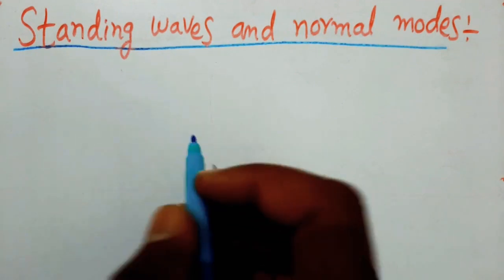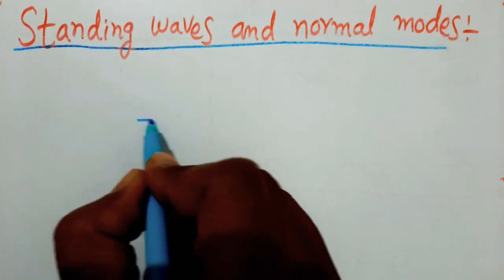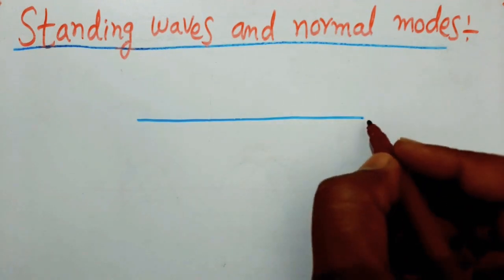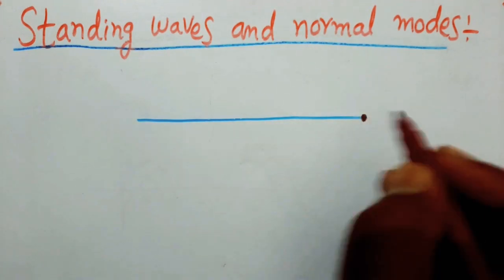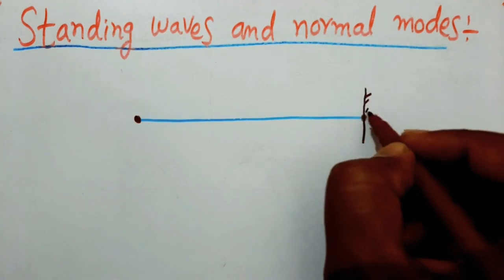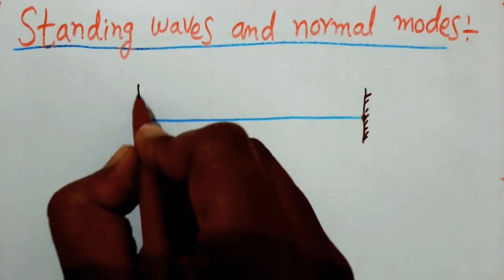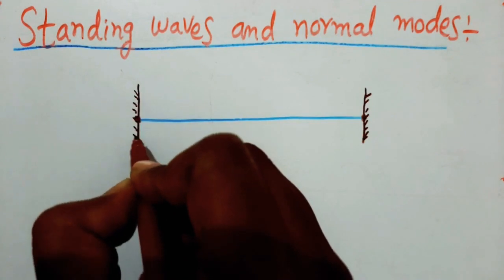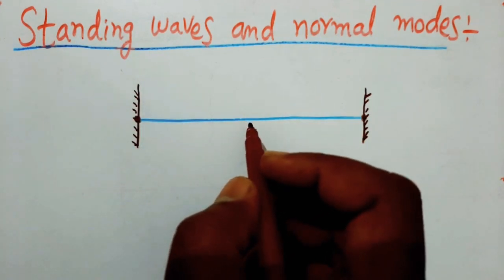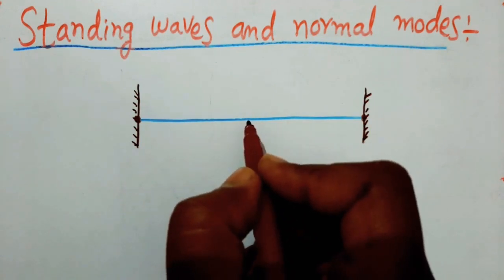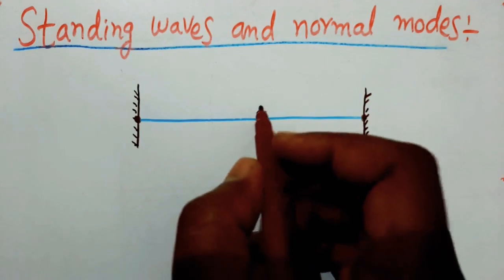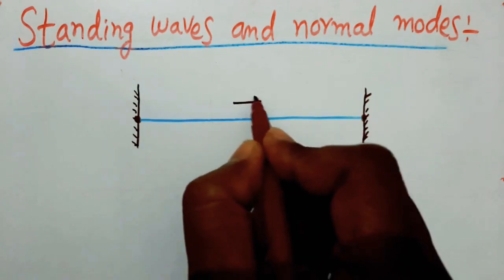Here I am taking a string. Both ends are fixed to a rigid support. If we pluck it, what will happen? A wave is generated. For example, that wave is going to the right side.